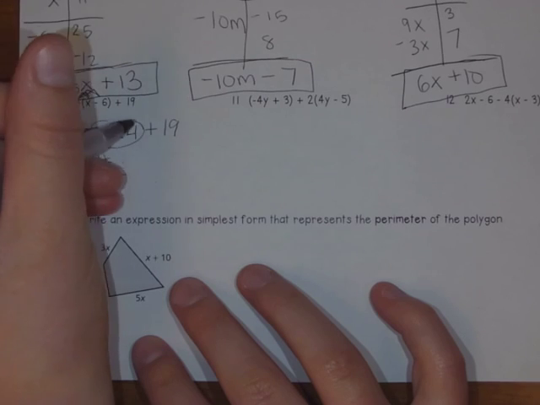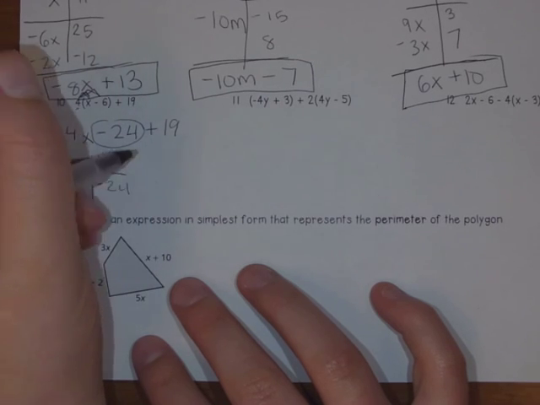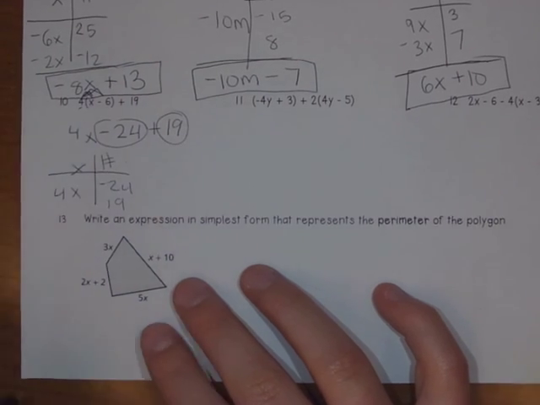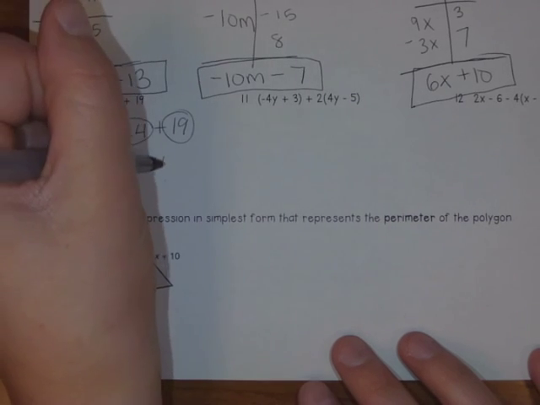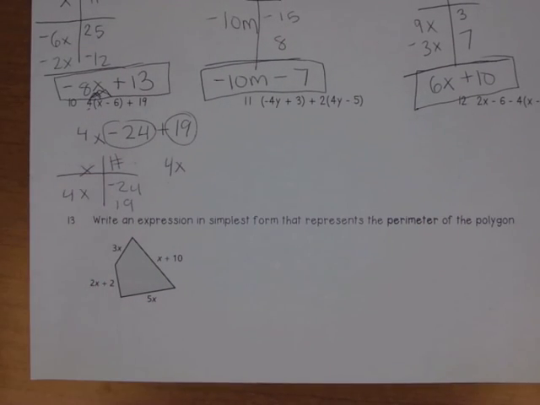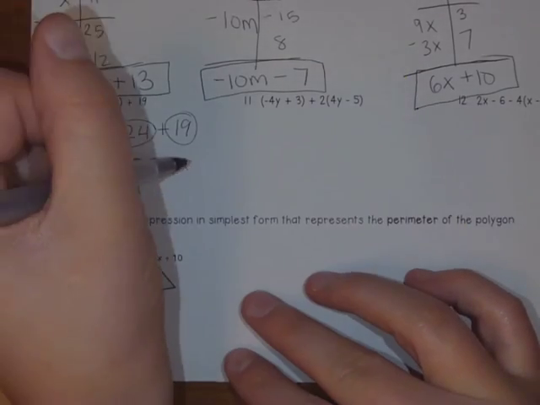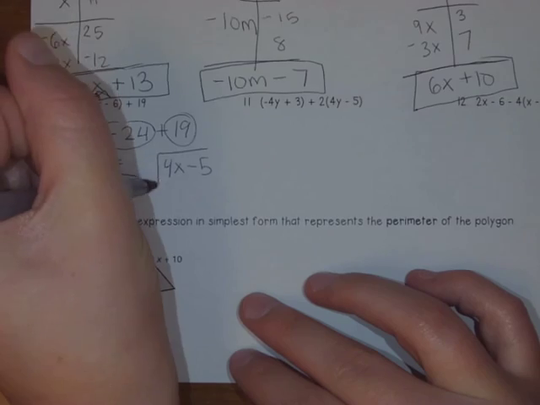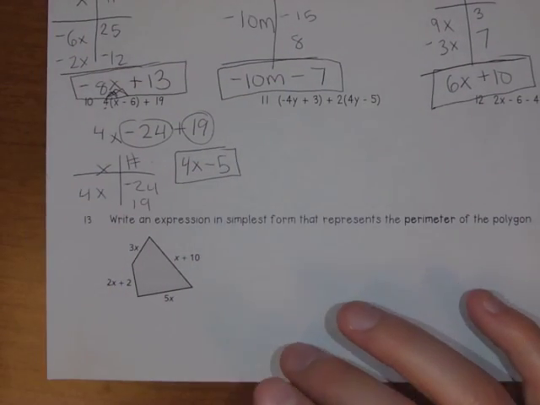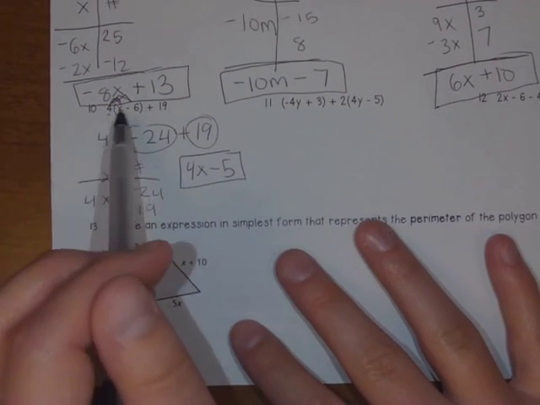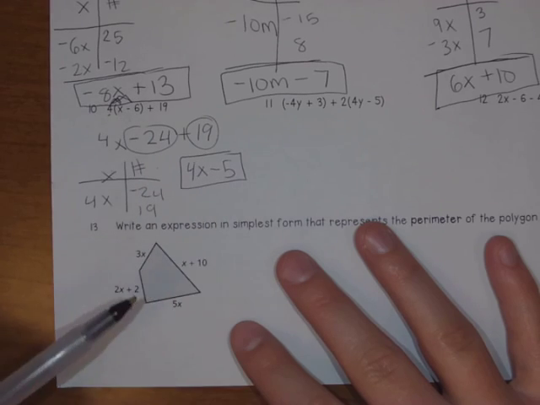4x, negative 24, positive 19. So we know we're going to have 4x, and then you have negative 24 plus 19, which is going to give you negative 5. Crazy how you see this long problem and your answer is so simple.